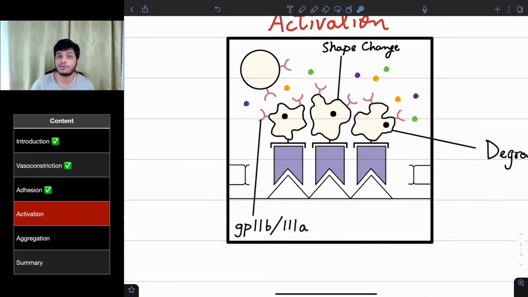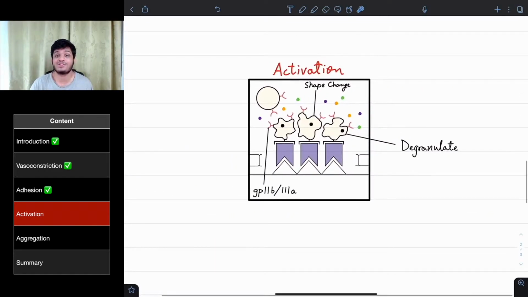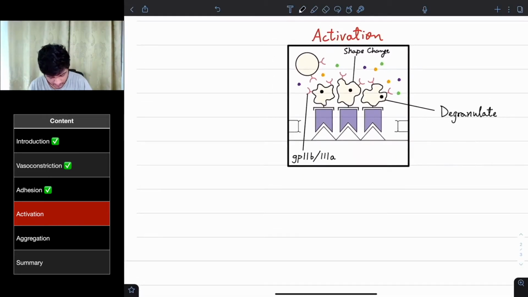So VWF allows platelets binding around the damaged blood vessel. Thromboxane A2 helps in aggregation of these platelets, and GP2B3A is exposed because of the release of ADP, adenosine diphosphate. And this protein GP2B3A allows aggregation, which is the next step. So before that, let's write down these steps.